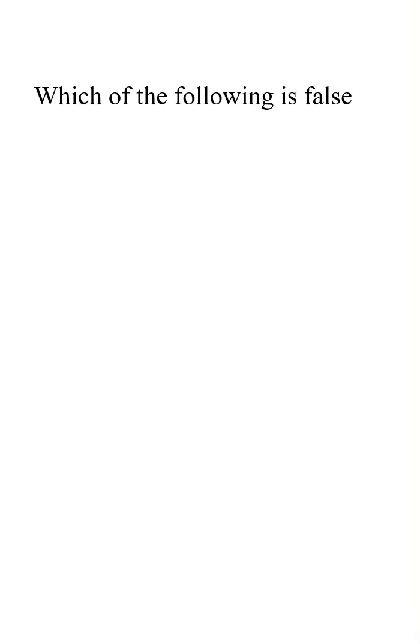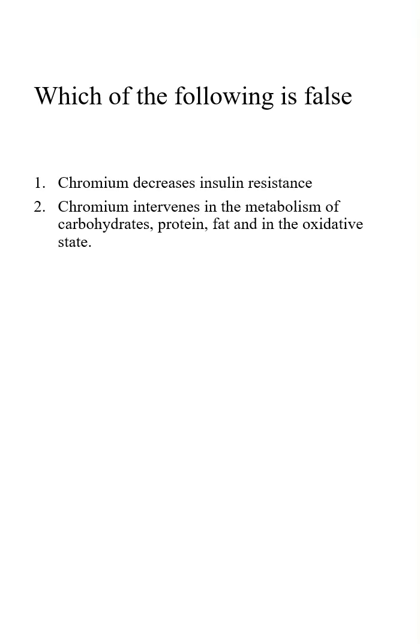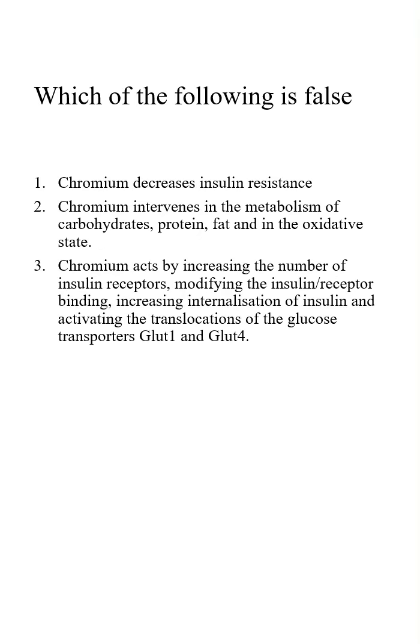Which of the following is false? Chromium decreases insulin resistance. Chromium intervenes in the metabolism of carbohydrate, protein, fat and in the oxidative state. Chromium acts by increasing the number of insulin receptors, modifying the insulin receptor binding, increasing internalization of insulin and activating the translocations of the glucose transporters GLUT1 and GLUT4.